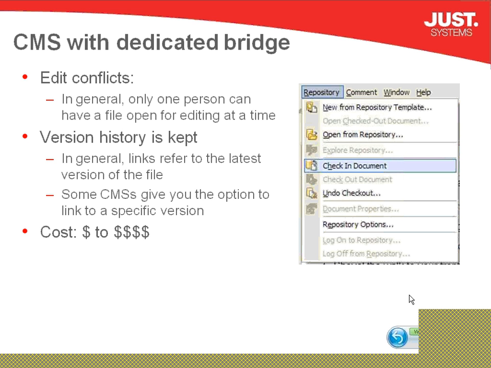The main disadvantage of using a CMS with a dedicated bridge is that it's more expensive in general than using Subversion or using nothing at all. There is a very wide range of costs available. It can range from a few hundred dollars a month for a software as a service kind of thing. I think there's at least one open source CMS that's out there, which is very new. And then things go up from there in terms of more features, more history, and higher costs.